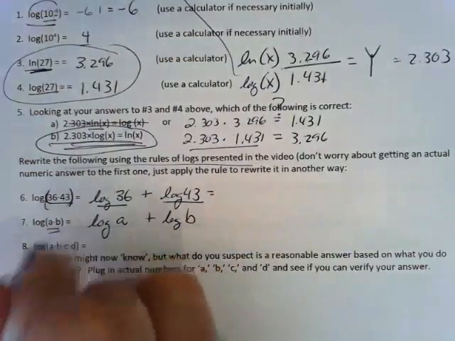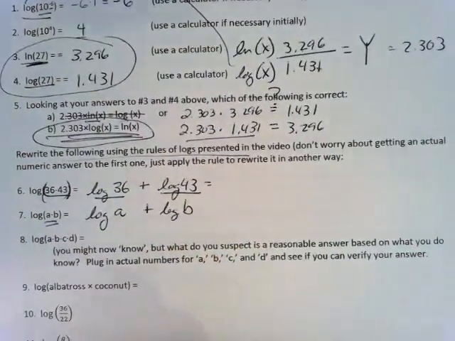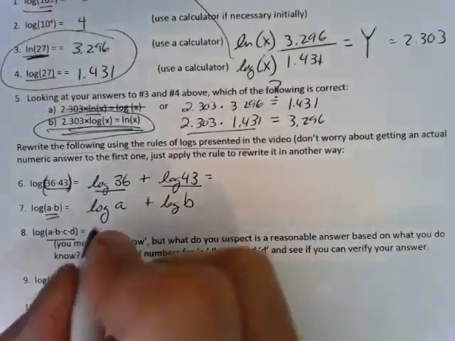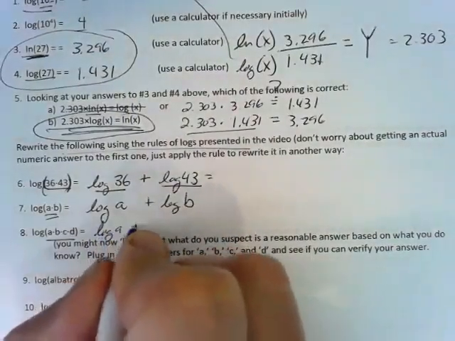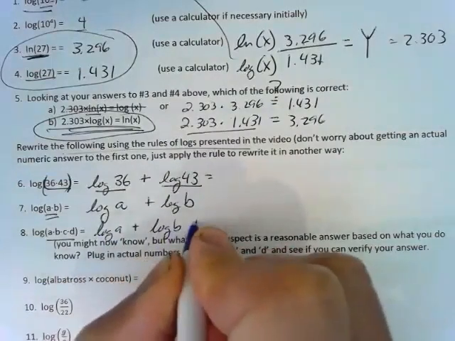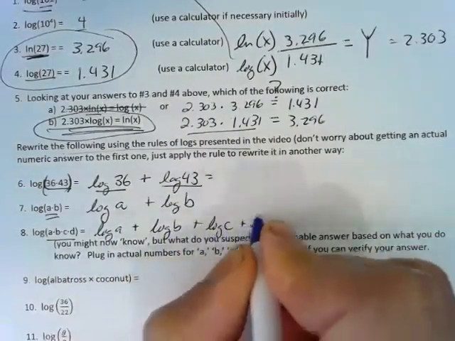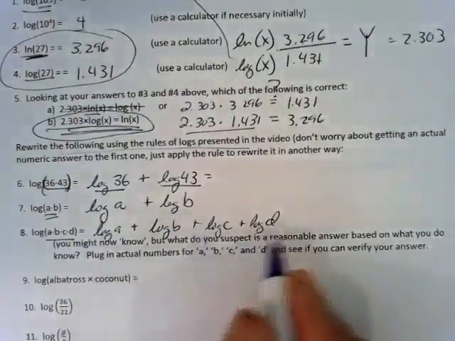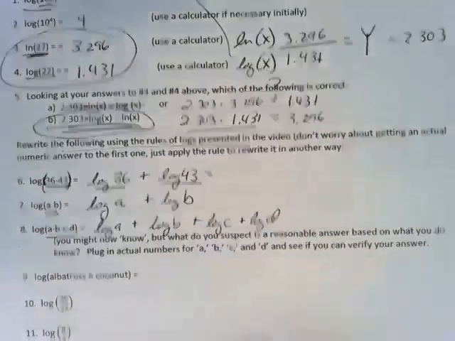Everything to this point has been two things multiplied by one another, but it does clearly extend beyond that. So this would be the log of A plus the log of B plus the log of C plus the log of D. So any number of things multiplied by each other, we could just add the individual logarithms together to get the final result.